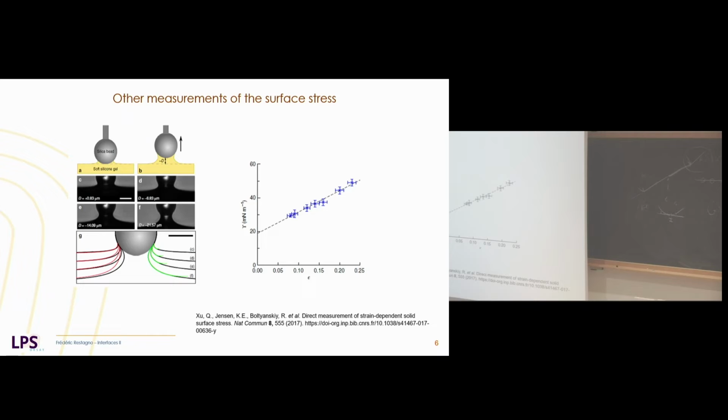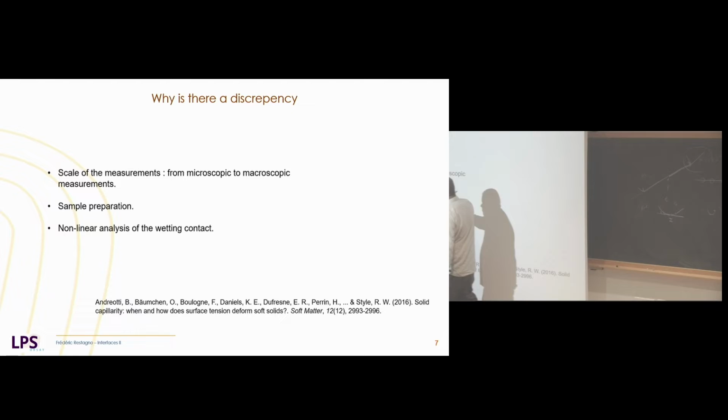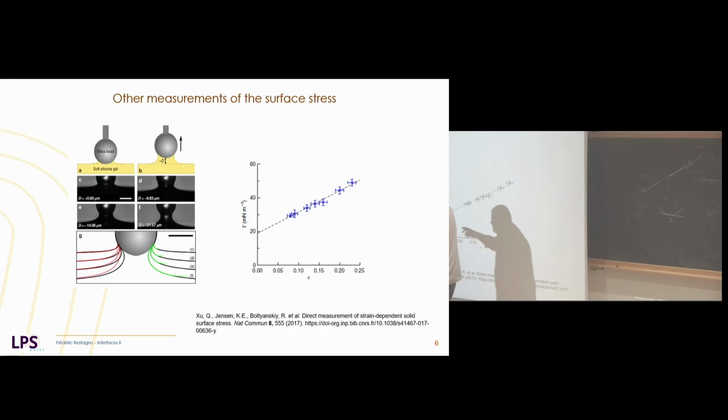Yeah, let's go to my next slide. One of the questions is related to how the samples are prepared, because here we assume a pure three-phase system: an elastomer which has homogeneous properties up to the interface, a surface stress, and some wetting properties. And of course, if there are some chains which migrate to the interface, it can change everything.